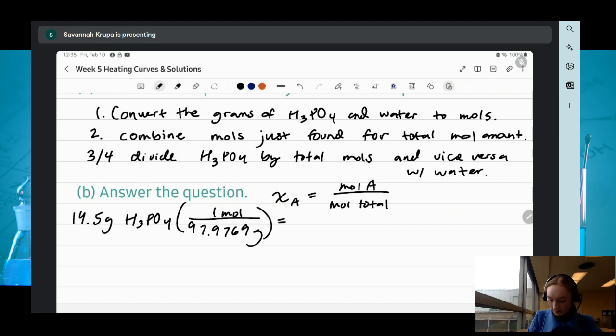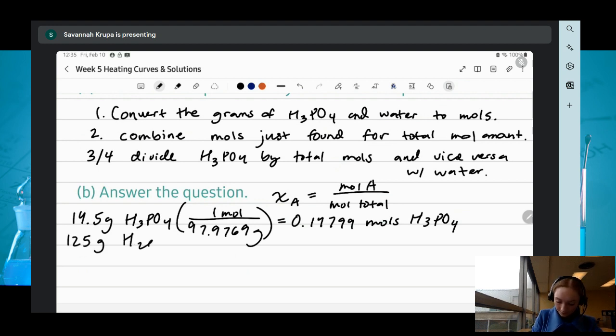And that will get us a value of 0.14799 moles of H3PO4. And then let's convert the water as well. So we have 125 grams of H2O. Actually, let me move this down really quick.